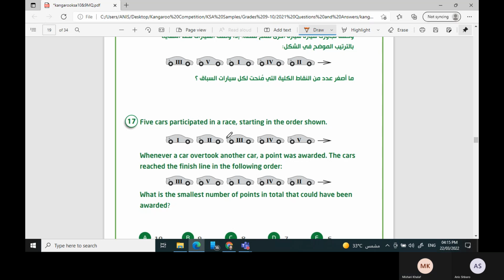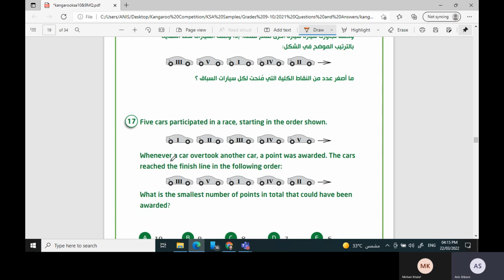5 cars participated in a race, starting in the order shown. Whenever a car overtook another car, a point was awarded. The cars reached the finish line in the following order. What's the smallest number of points in total that could have been awarded?